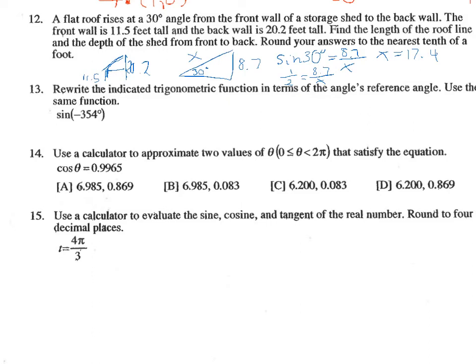Now we need to find the depth. So we can call the depth y. And in order to find y, we would use tangent, since we have the opposite side and we're looking for the adjacent side. So we would have that the tangent of 30 degrees equals 8.7 over y. And we know that the tangent of 30 degrees is 1 over root 3. And if we did some cross multiplying, we would have y equals 8.7 times the square root of 3. And since the final won't be calculator, you could just leave the answer like that in calculator ready form.